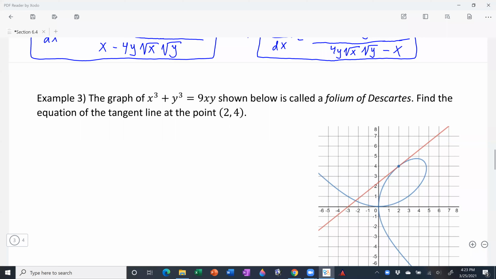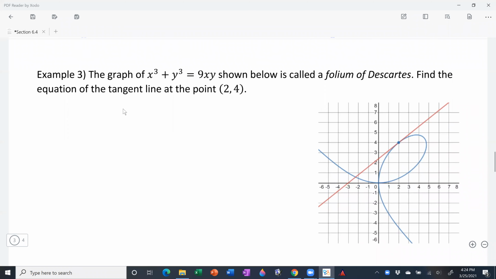All right, let's use implicit differentiation to find the equation of a tangent line. Okay, in example 3, the graph of x cubed plus y cubed equals 9xy, shown below, is called a folium of Descartes. Okay, Descartes, famous mathematician. Find the equation of the tangent line at the point (2, 4).